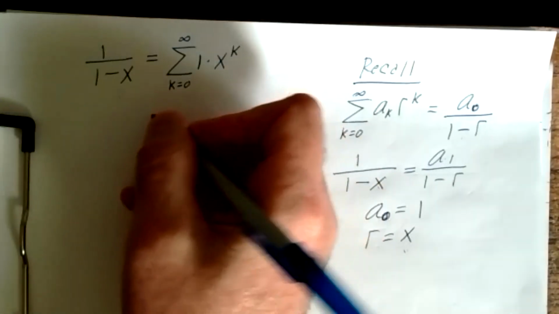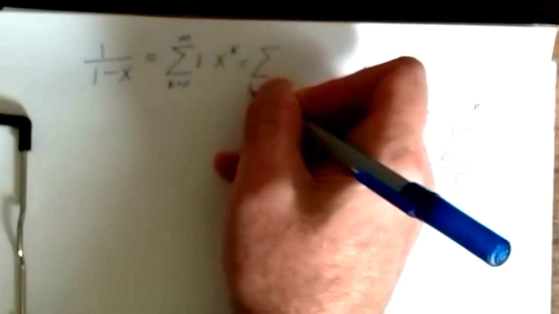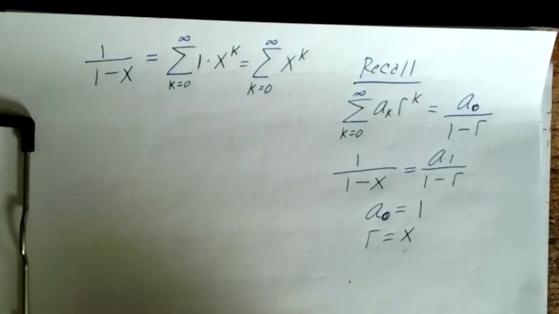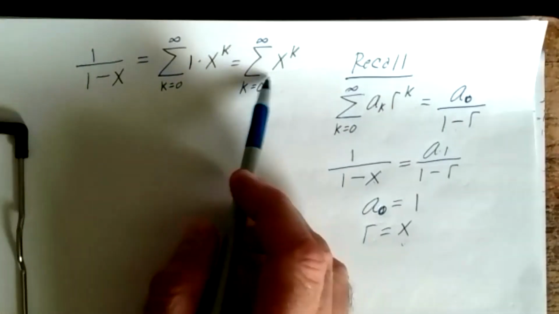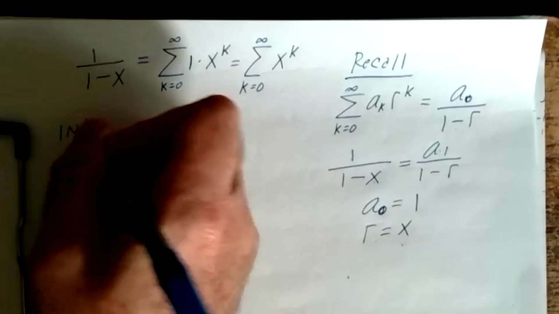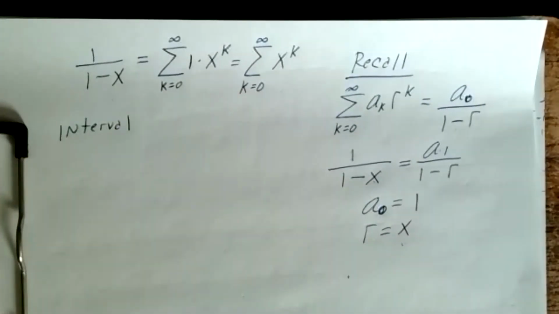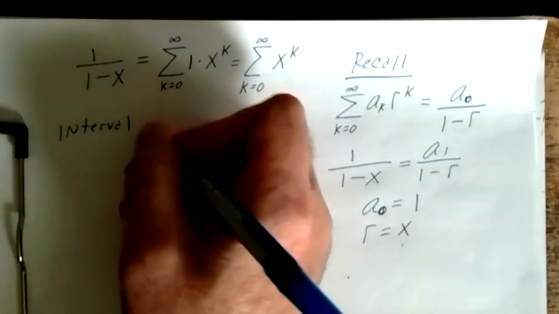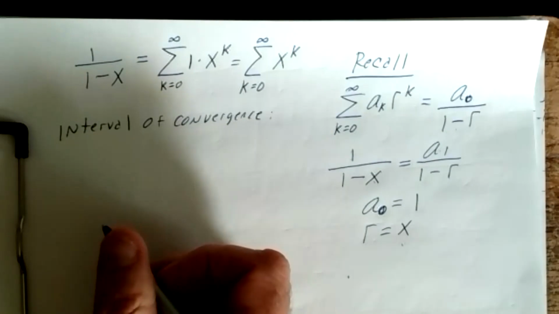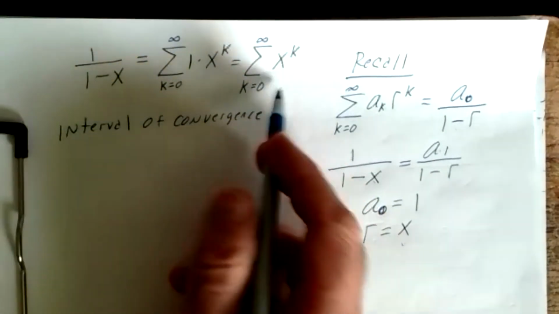Or we could just say that this is the infinite geometric series of x to the k power. So this would be the power series right here for 1 over 1 minus x. And now they want you to find the interval of convergence here. Interval of convergence. So to do that, we look at the ratio test for our power series here.